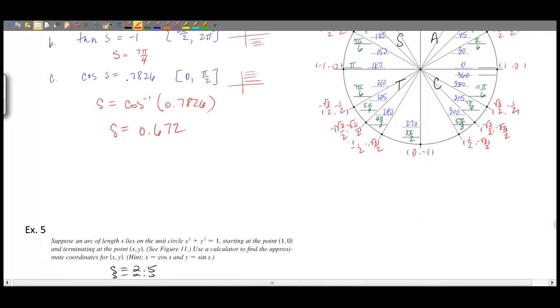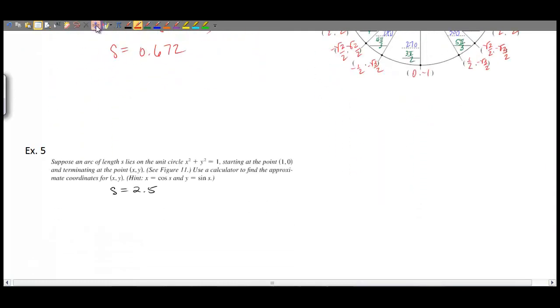Okay, now the last example that we're going to look at is a little more challenging. It's an interesting way to apply this information we've been doing so far. So this says, let's suppose that we have an arc of length s that lies on a unit circle given by this equation right here. So what have I got? Let's draw that for a second.